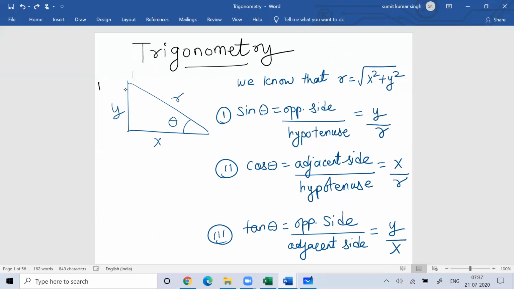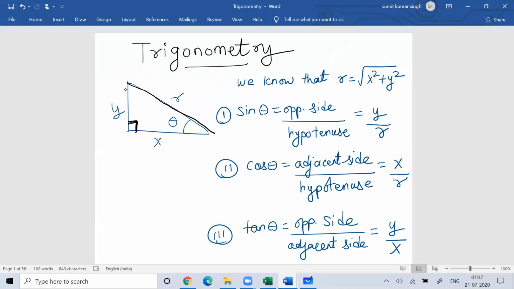So perpendicular is the side which is opposite to theta, and hypotenuse is the side which is opposite to 90 degree. So the side opposite to 90 degree is called the hypotenuse. So sine theta basically means perpendicular divided by hypotenuse.